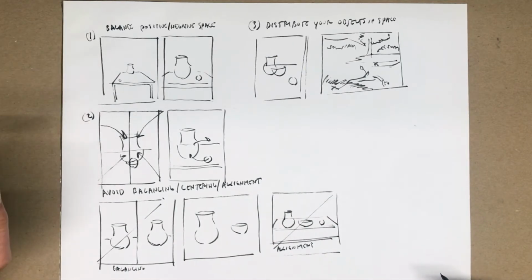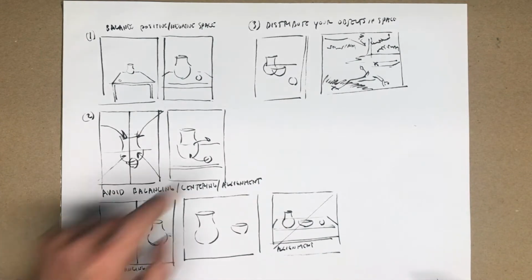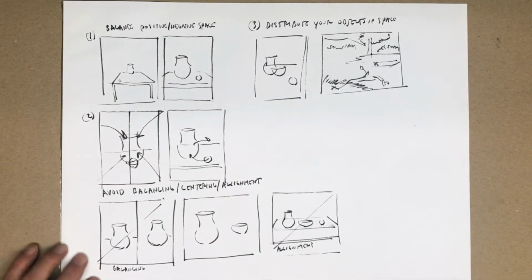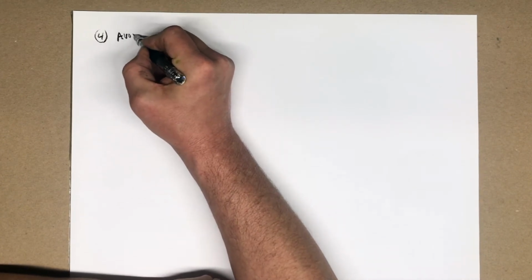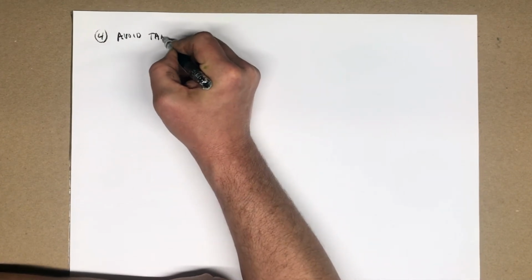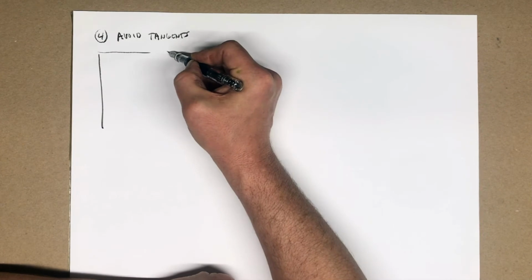Balance positive negative space, avoid balancing, centering, alignment, distribute your objects. All right, let's talk about rule number 4, which is incredibly important. Rule number 4: avoid tangents. What are tangents in visual arts?